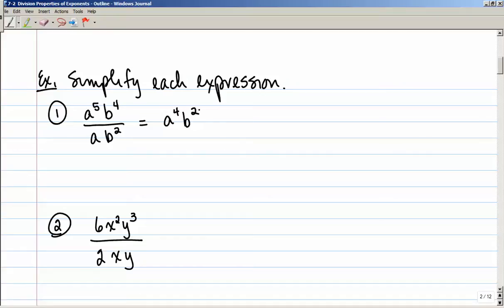The other way to think of this, remember, let me just take a part of this here and show you what's going on here. So a to the fifth divided by a. Remember, a to the fifth is actually 5 a's being multiplied times each other. And then you have 1 a on the bottom. So what happens? This 1 a on the bottom cancels with 1 on the top. What you've basically done is taken the 5 a's on the top and canceled it out with 1 a on the bottom, so it's like doing 5 minus 1 to give you 4.